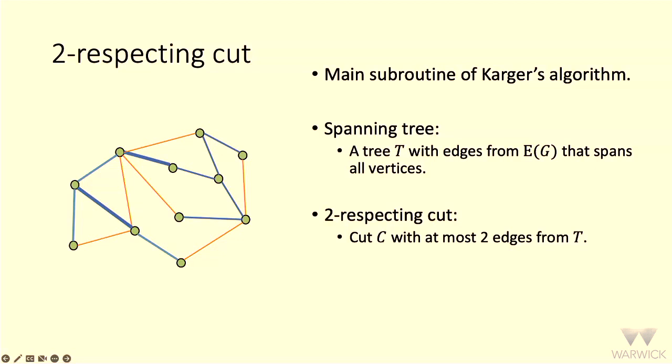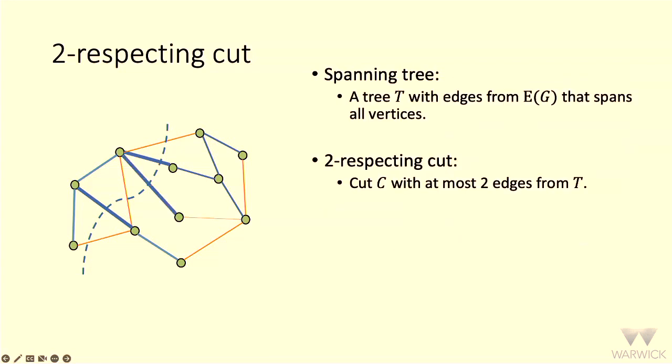the two-respecting min cut. So the problem is the following: you have a spanning tree in addition to the graph, and you want to output a cut which cuts at most 2 edges of the spanning tree. So this is two-respecting min cut. The blues are the edges of the spanning tree. This is not. So now your problem changes from finding a min cut to finding a min cut which is 2-respecting a given spanning tree.